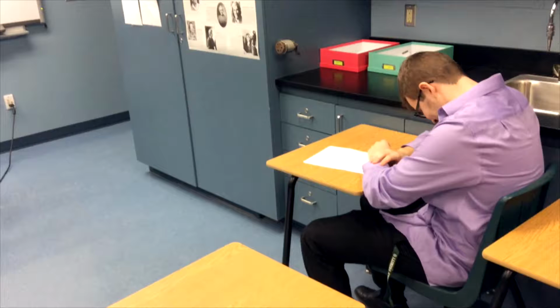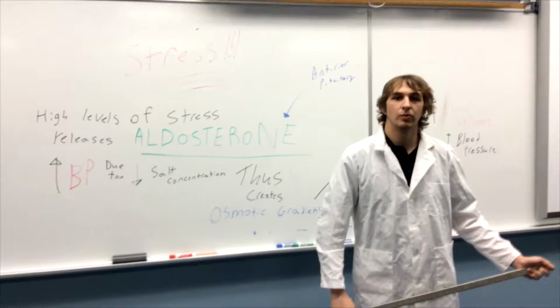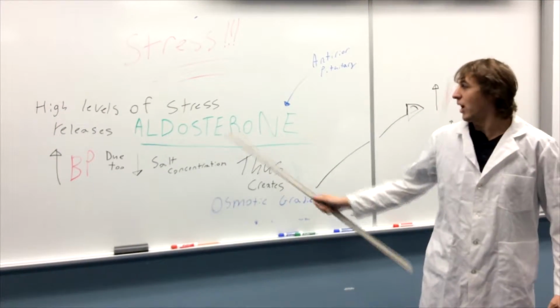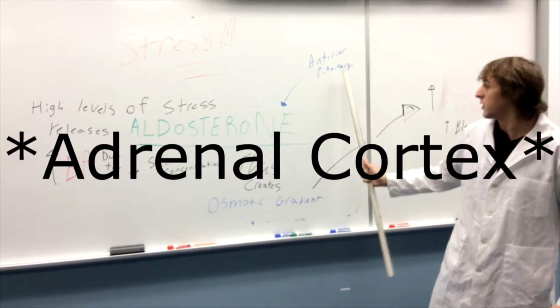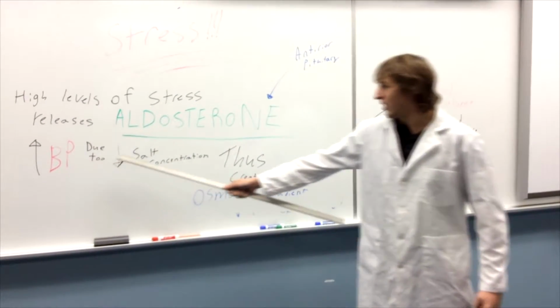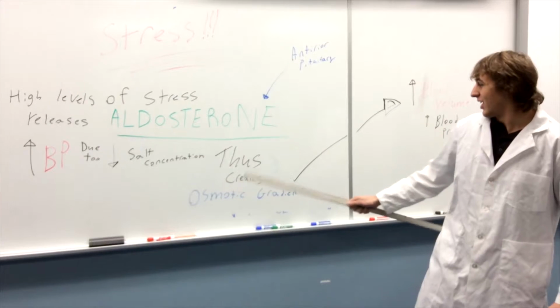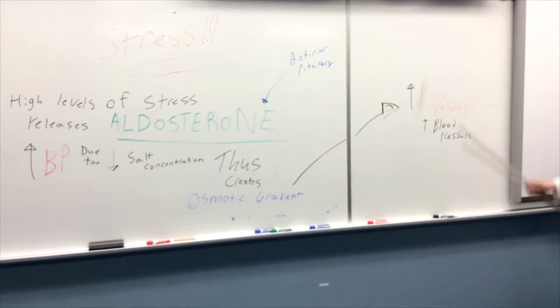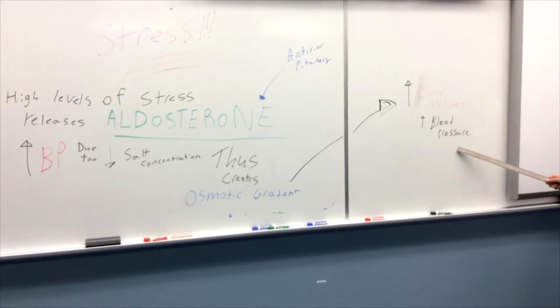Needless to say, it didn't go well. Now, let's let Dil Nye explain how this affects your kidneys. When your body's stressed out, it releases the steroid hormone aldosterone from the anterior pituitary gland in your brain. This ups your blood pressure due to salt concentration. This creates an osmotic gradient, which in turn ups your blood volume and blood pressure.